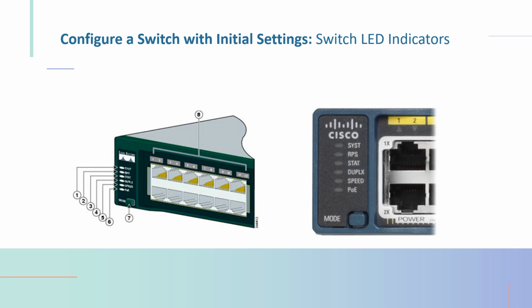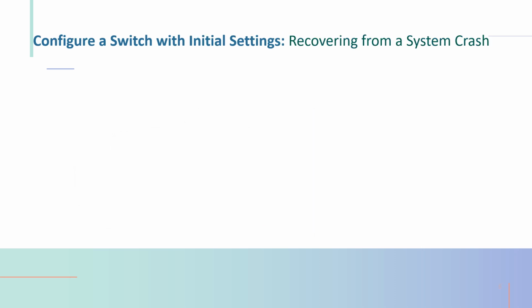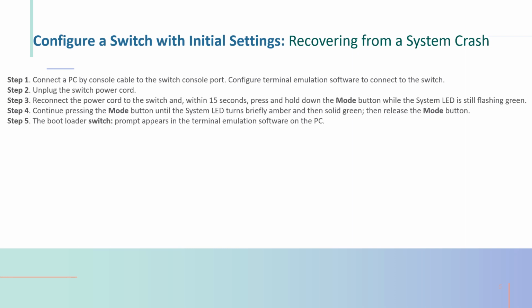But the bootloader, we know, provides access into the switch if the operating system cannot be used because of a missing or damaged system file. The bootloader has a command line that provides access to the files stored in flash memory. The bootloader can be accessed through a console connection following the steps that are listed here in this slide.